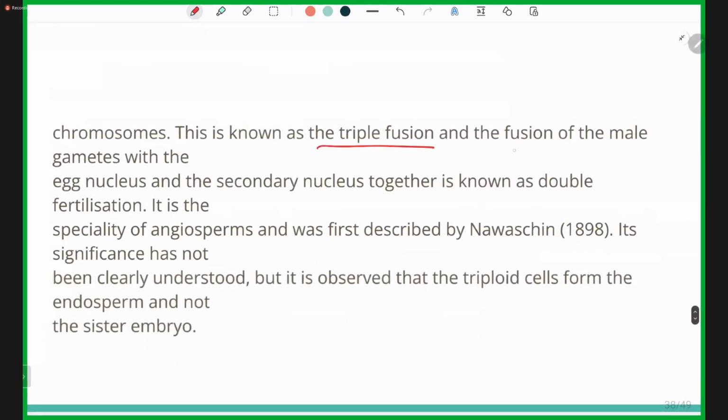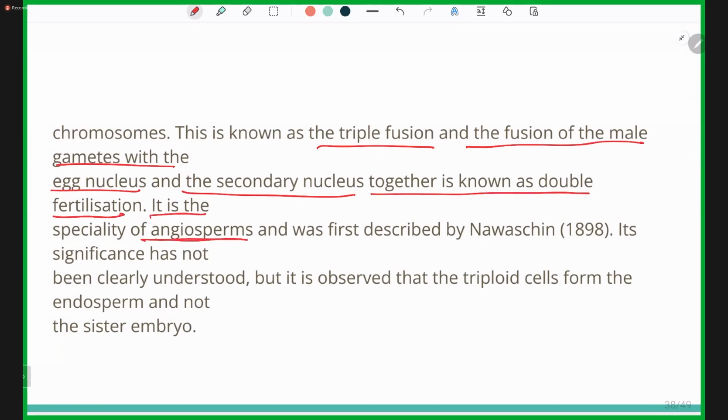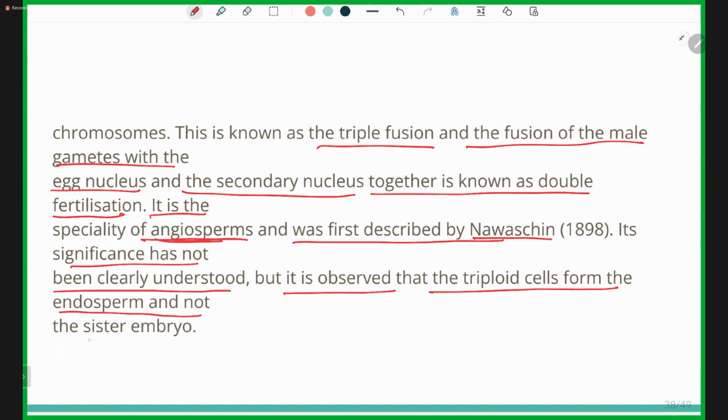This is known as triple fusion, and the fusion of the male gametes with the egg nucleus and the secondary nucleus together is known as double fertilization. It is the speciality of the angiosperms and was first discovered by Martian. Its significance has not been clearly understood, but it is observed that the triploid cells form the endosperms and not the sister embryo. This endosperm will provide the embryo with the nutrition and all the requirements until it is a free plant.